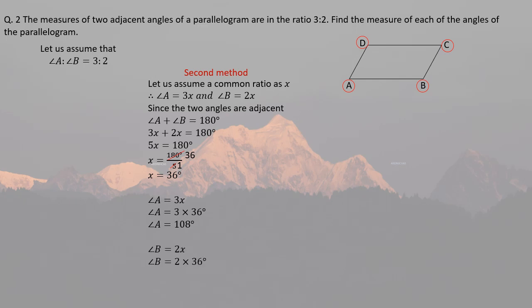Angle B equals 2x. So 2 into 36 degrees. Therefore, angle B equals 72 degrees. Again, we'll be using the property of a parallelogram that opposite angles of a parallelogram are equal to one another. Therefore, angle A equals angle C equals 108 degrees. Angle B equals angle D equals 72 degrees. Therefore, we found out all the four angles of the quadrilateral, that is a parallelogram.